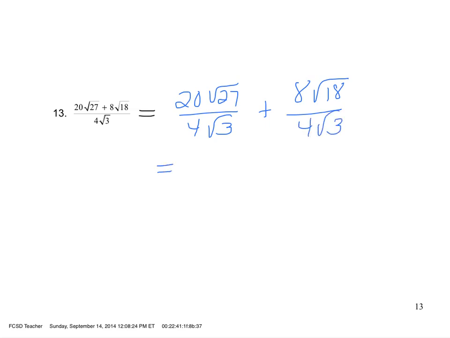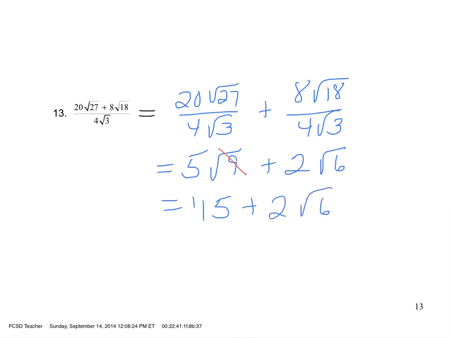20 divided by 4 is 5. Radical 27 divided by 3 is radical 9. Plus 8 divided by 4 is 2. Radical 18 divided by 3 is radical 6. I can simplify the square root of 9 because it's a perfect square root. It's 3, and 3 times 5 then is 15 plus 2 radical 6. I can't add any further, so that's my answer.